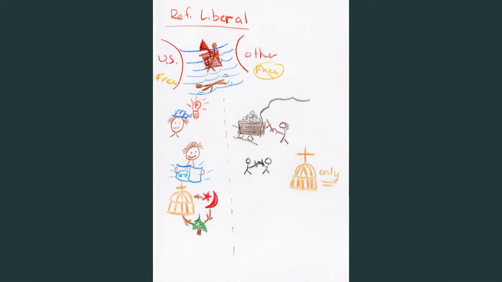So on the other side, the non-free side, you have someone pulling a coal cart. So he's working in a coal mine, and he's always going to stay there. He's not going to get more education. That is his status in society. He can't move up from there.